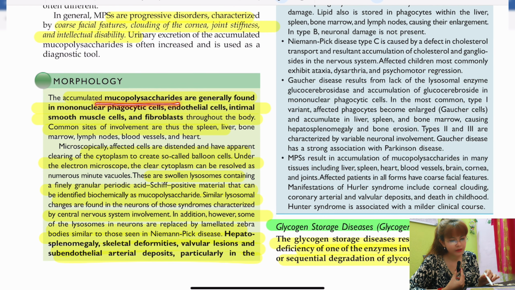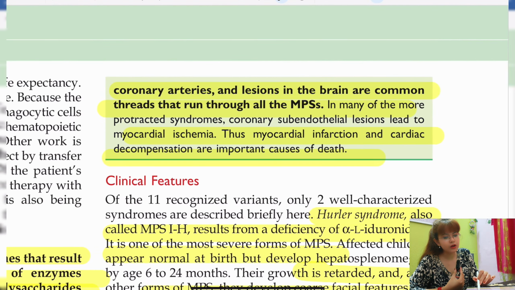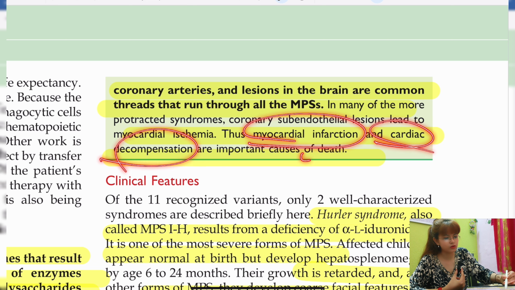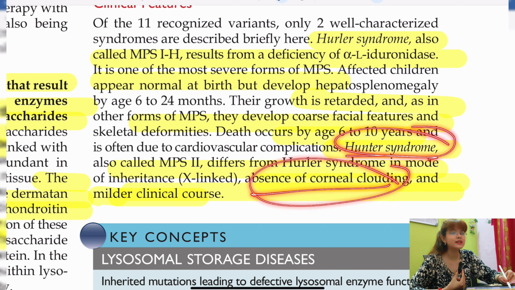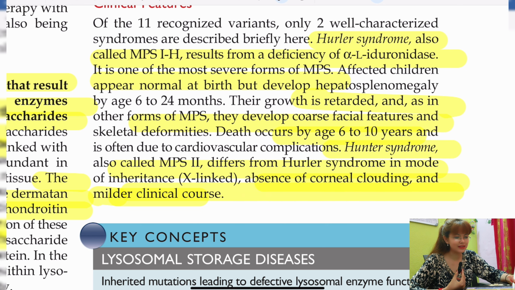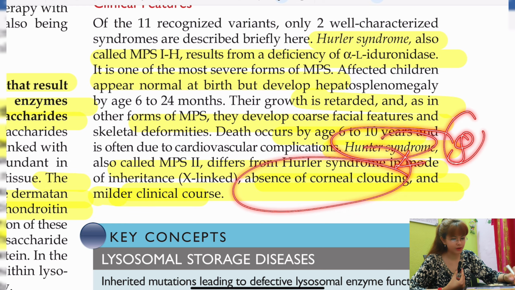The accumulated mucopolysaccharides are generally found in the mononuclear phagocytic system, endothelial cells, intimal smooth muscle cells, and fibroblasts throughout the body. Hepatosplenomegaly, skeletal deformities, valvular lesions, subendothelial arterial deposits, particularly in the coronary arteries, and lesions in the brain are the common threads that run through all the MPS. Myocardial infarction and cardiac decompensation are the causes of death. In Hunter syndrome, there is absence of corneal clouding. This is a very important point. Hunters have to see clearly, so there is an absence of corneal clouding in Hunter syndrome. This is how you can remember it.